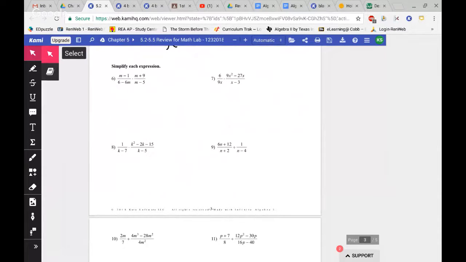All right. Now, this number 6, I was talking to Miss Stone about this earlier. It's a little bit of a squirrelier one, kind of.